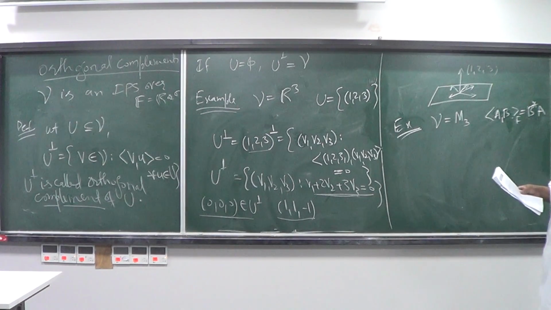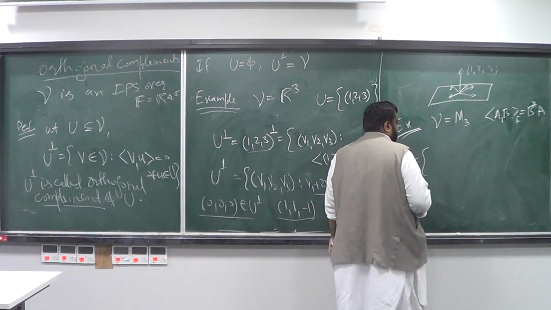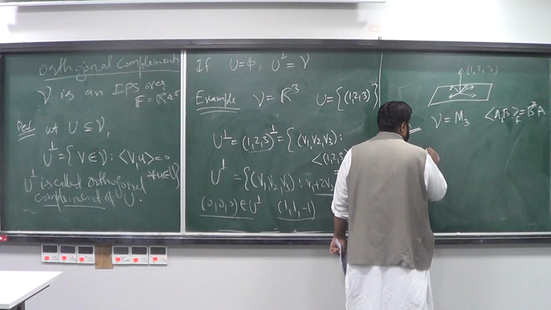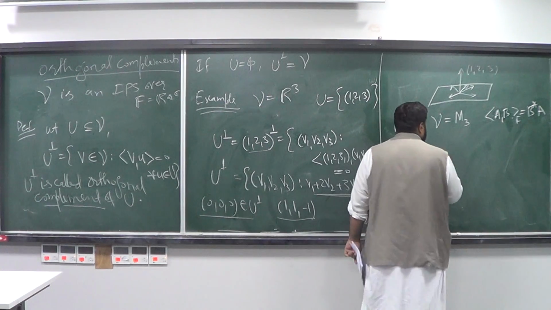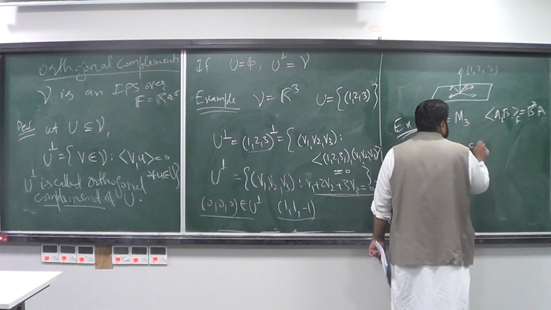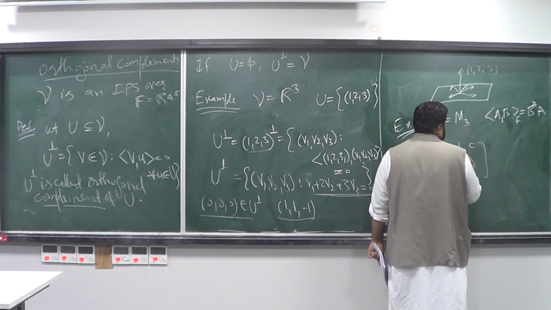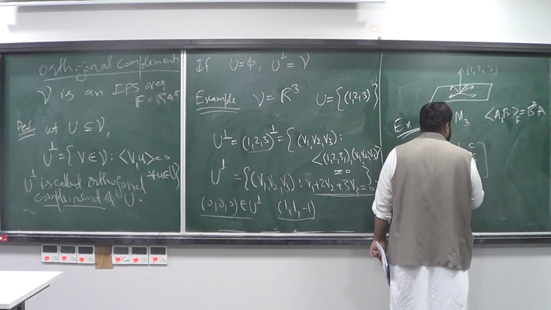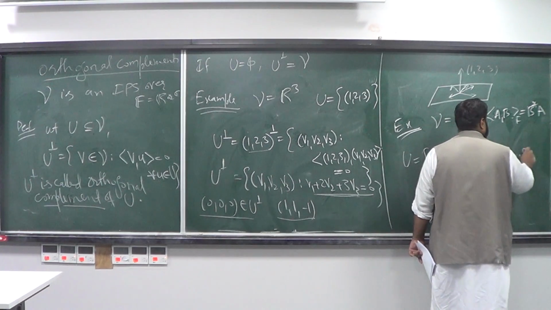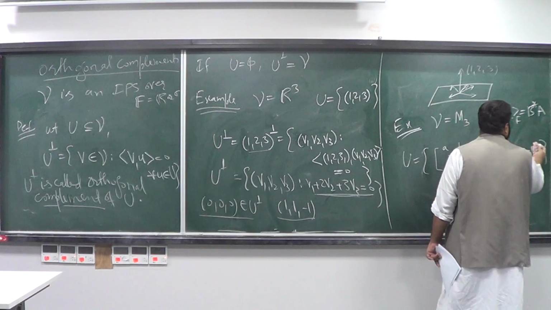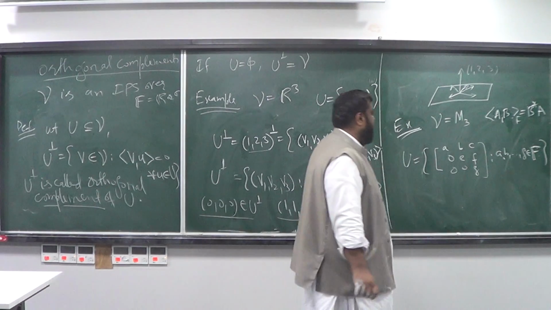Now take U to be the collection of upper triangular matrices. Imagine this U is the collection of upper triangular matrices of the form [A, B, C; 0, D, E; 0, 0, F], where these entries A up to G are all real numbers, or elements from a field.